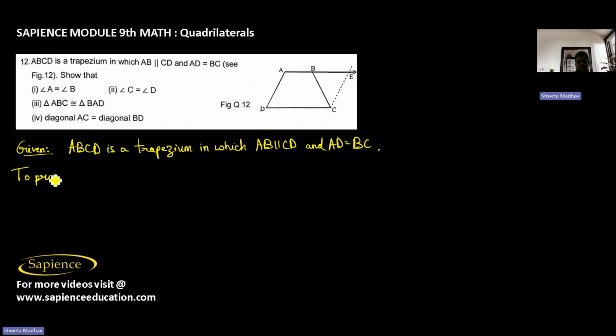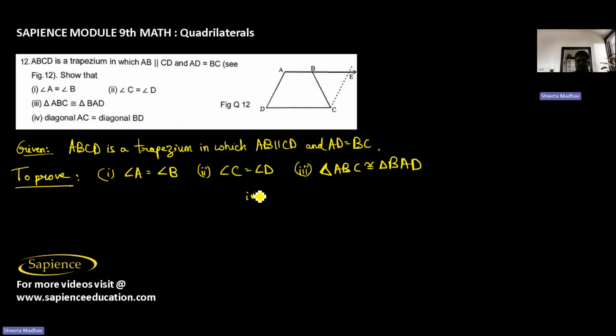Then we have to prove that the first part is angle A equals angle B. The second part is angle C equals angle D. The third part is triangle ABC is congruent to triangle BAD. And the fourth part is diagonal AC is equal to diagonal BD.